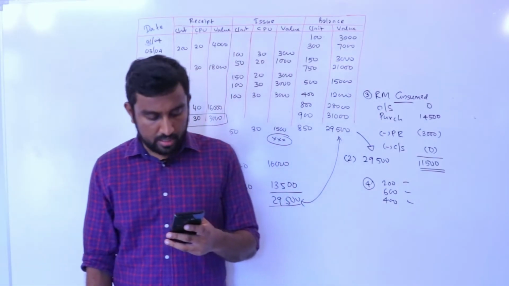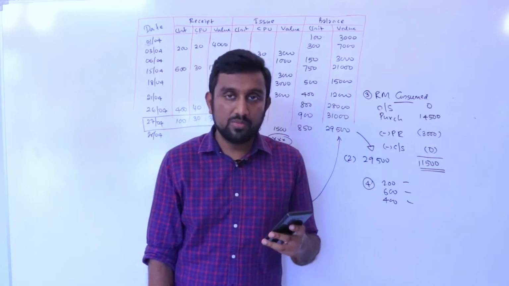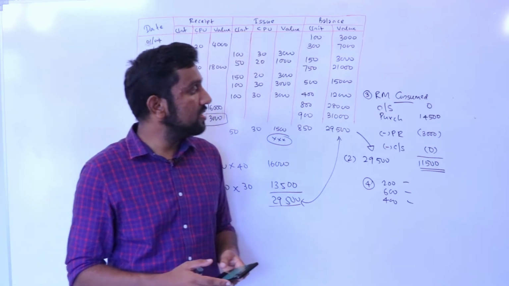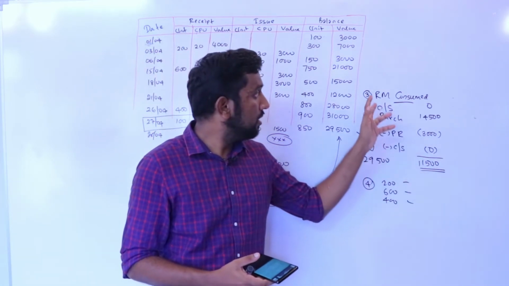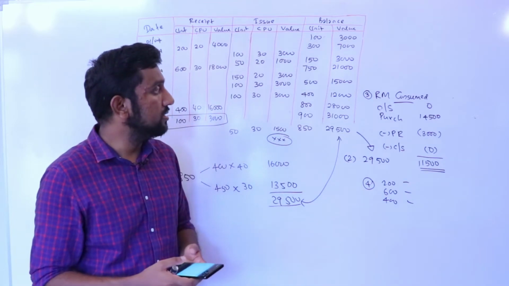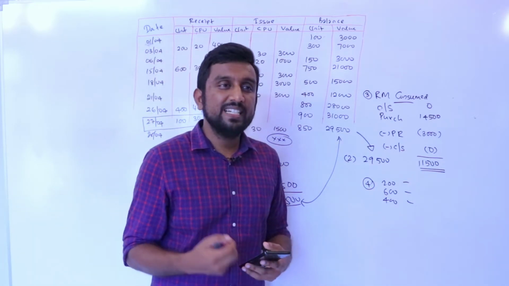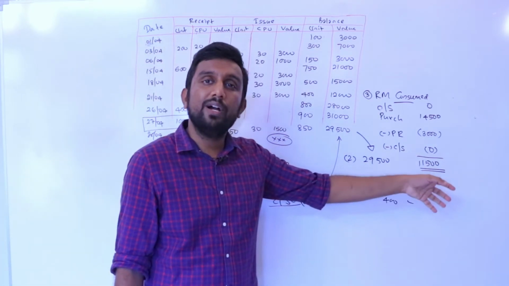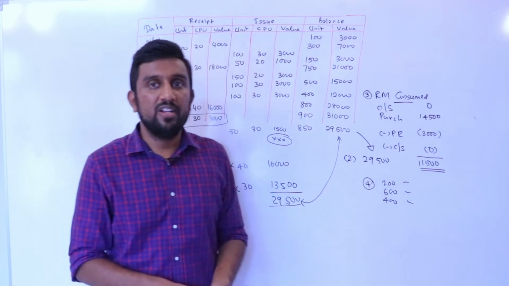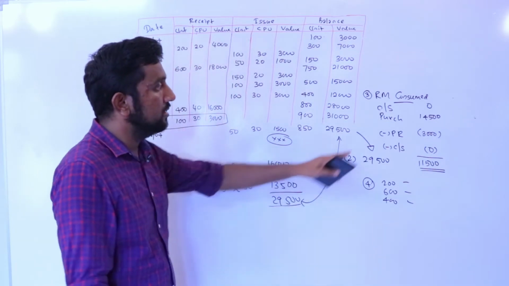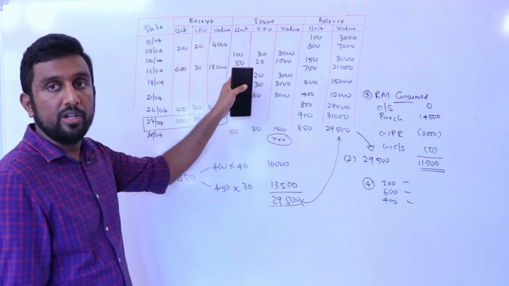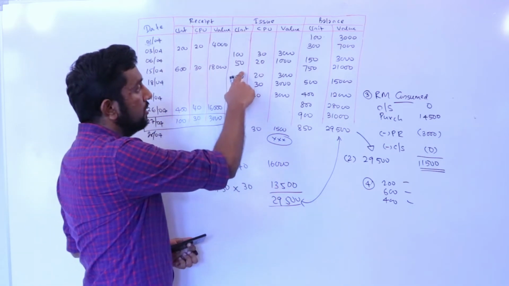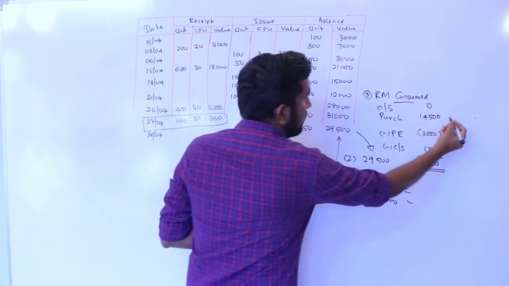And the last requirement is average raw material consumption in units for a day. The consumption value is 11,500, which we found in the third question, but this question asks for average consumption in units for a day. If you find the units and divide that by 30, you will get the average for a day. Purchase, or rather the issue in the store ledger: what is the total issue? 150, 300, 400, 500, 550. So this is 550.